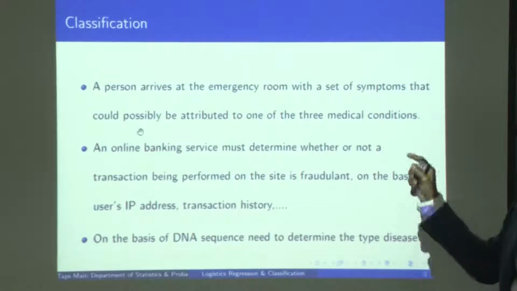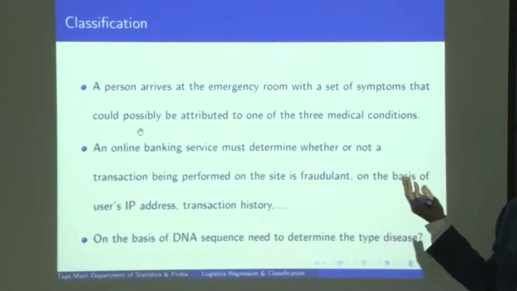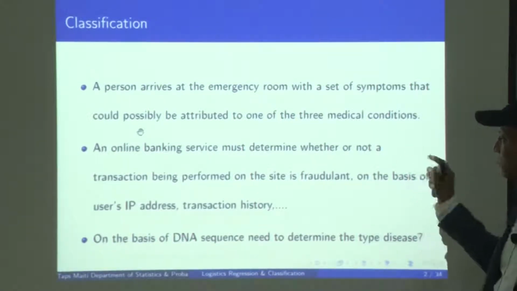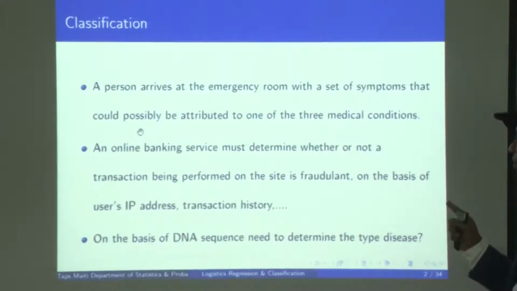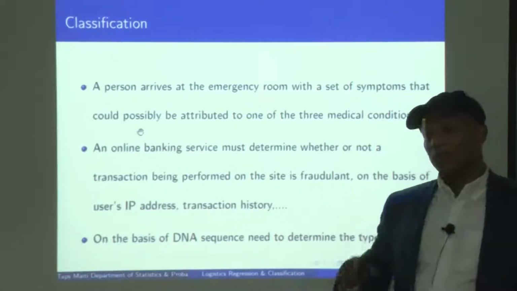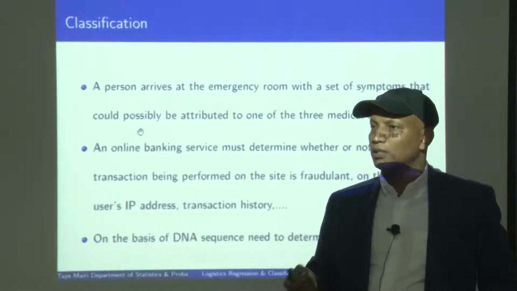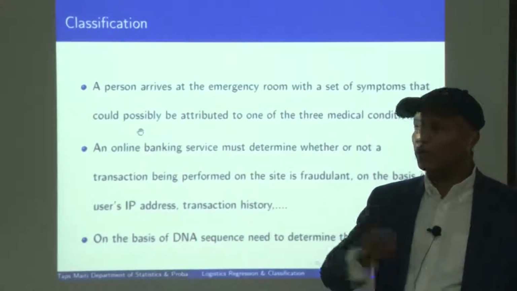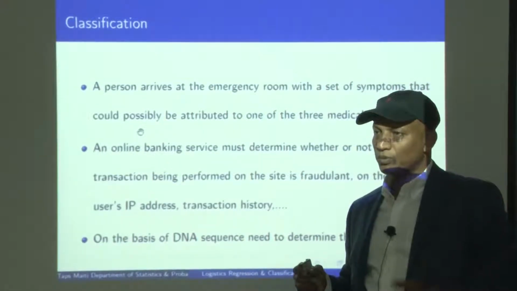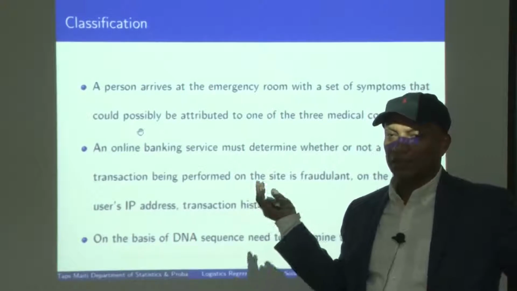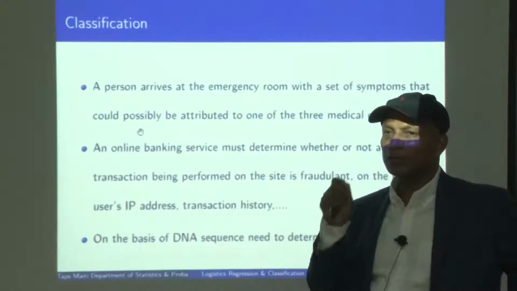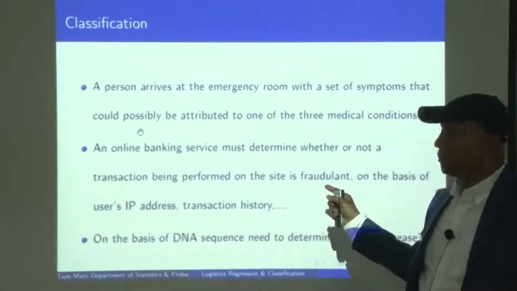Online banking service is another good example where you really have to use this type of machinery, but essentially it is regression or classification. You must determine whether or not a transaction being performed on this site is fraudulent on the basis of the user's IP address and transaction history. Because every day we are using our credit card, buying a train ticket and so on, all purposes online, right? Like when I'm in the US, I bought all these tickets by myself using my credit card. But definitely this credit card is making a number of checks before they permit me to buy the ticket.